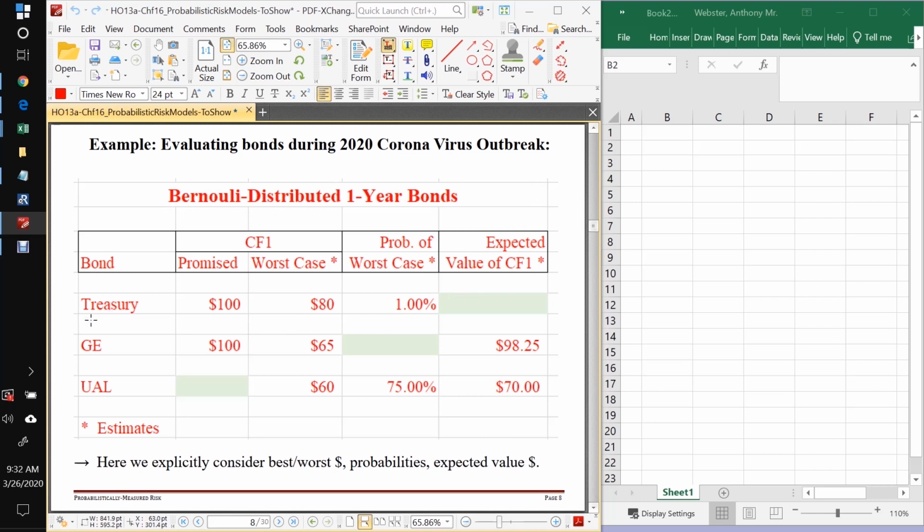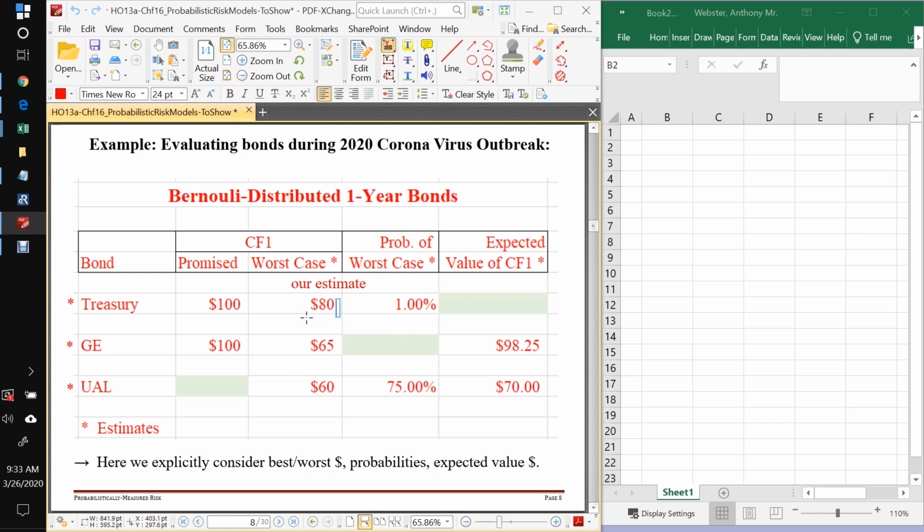So if we were considering buying several bonds, let's see if we can do a full high quality probabilistic analysis of these bonds. So let's say we're looking at a treasury bond, a bond of General Electric, and a bond of United Airlines. Okay, so the promised cash flow for the treasury bond is 100, and the worst case, and this is our estimate, so we've done some work on this that would be given to you in this class. There's a lot of analysis behind this.